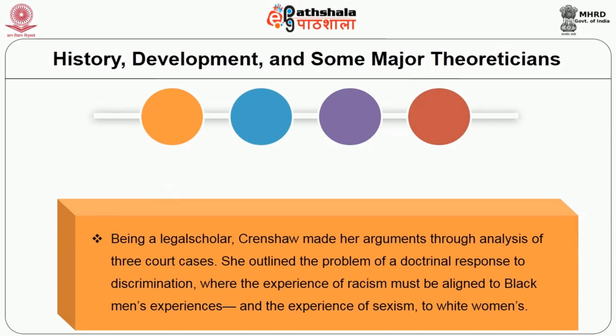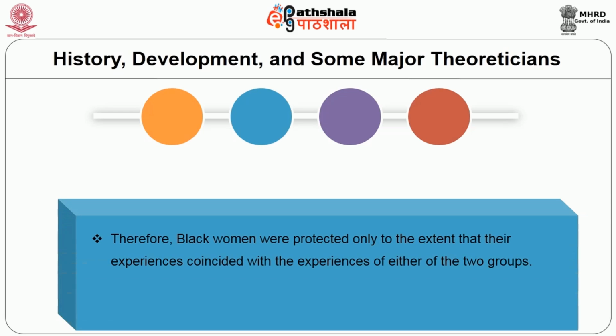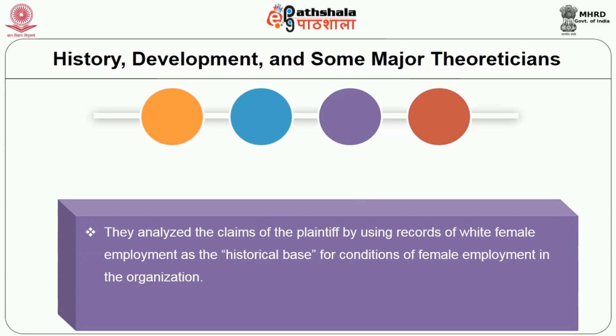Being a legal scholar, Crenshaw made her arguments through an analysis of three court cases. She outlined the problem of a doctrinal response to discrimination, where the experience of racism must be aligned to black men's experience and the experience of sexism to white women's. Therefore, black women were protected only to the extent that their experiences coincided with the experiences of either of the two groups. They analyzed the claims of the plaintiff by using the records of white female employment as a historical base for the condition of female employment in the organization.